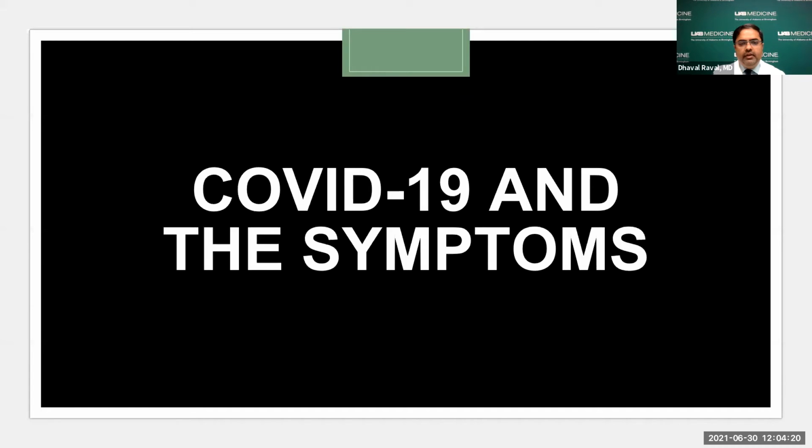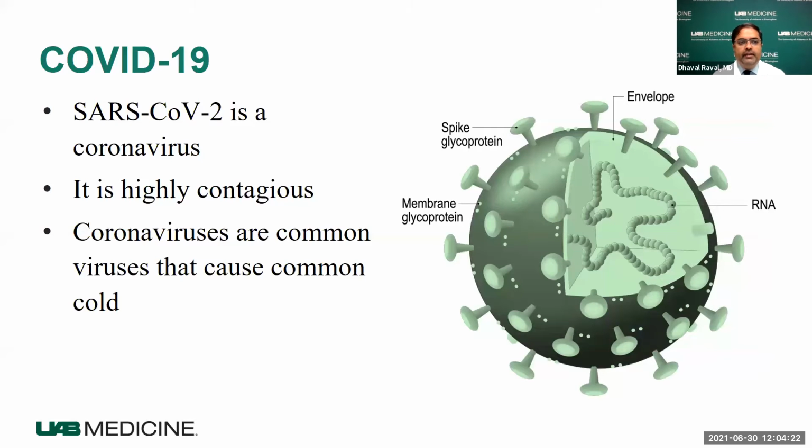So to begin with, COVID-19 is caused by a coronavirus, which is a common group of viruses responsible for multiple common colds and other common respiratory illnesses. The virus which is specifically responsible for causing COVID-19 disease is called SARS-CoV-2, and it is very contagious. And as some of you may have already heard, there is a new variant coming out, which is thought to be even more contagious than the original strain.